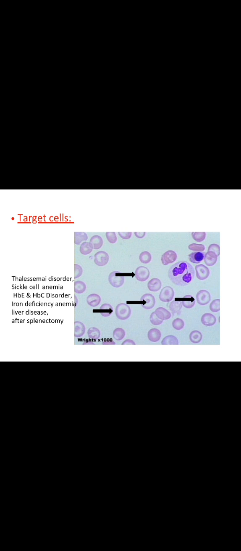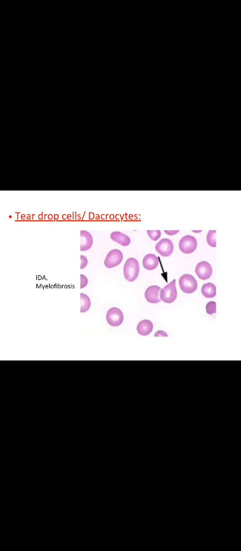The cell shows teardrop cell or dacrocyte. It is seen in iron deficiency anemia and myelofibrosis. Myelofibrosis is a fibrosis in bone marrow, and the cell is having shape of teardrop.